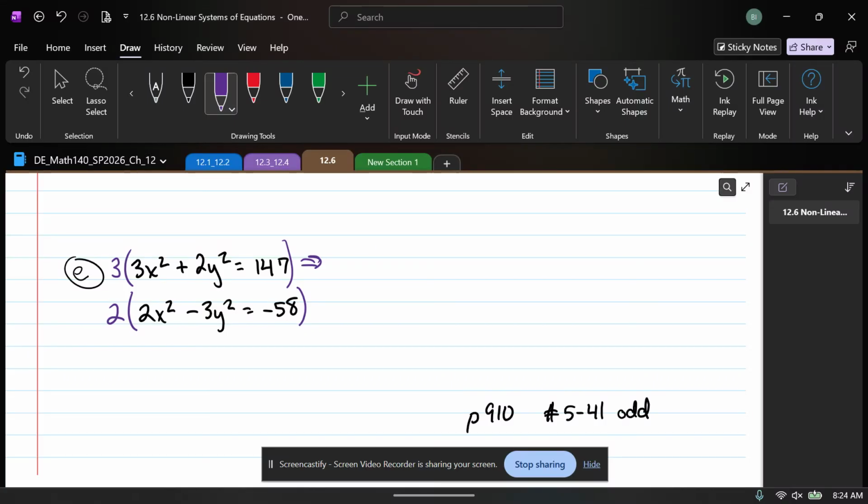That's going to give me 6x squared. Nope, not 6. 9x squared, sorry. Can't multiply. 6y squared. 3 times 147. So that'd be 300 plus 120 is 420 plus 21, 441. And then the second one, I got 4x squared minus 6y squared equals negative 116.